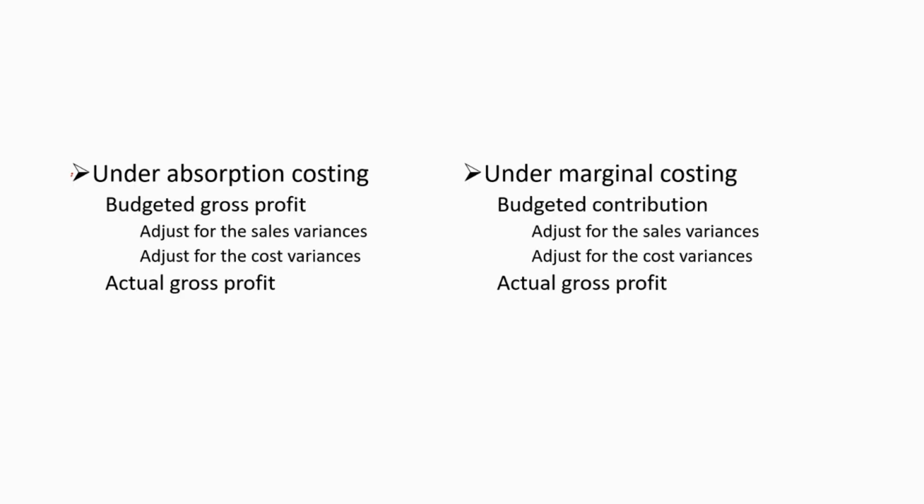Now let's recap what we have learned so far. Under absorption costing, we adjust the budgeted gross profit, first using the sales variances, then using the cost variances. So finally we can arrive at the actual gross profit. Under marginal costing, we consider the budgeted contribution, then adjust for the sales variances. After that, we adjust for the cost variances. So finally, we can arrive at the actual profit. This is how we can reconcile the budgeted profits under marginal costing and absorption costing using the variances.